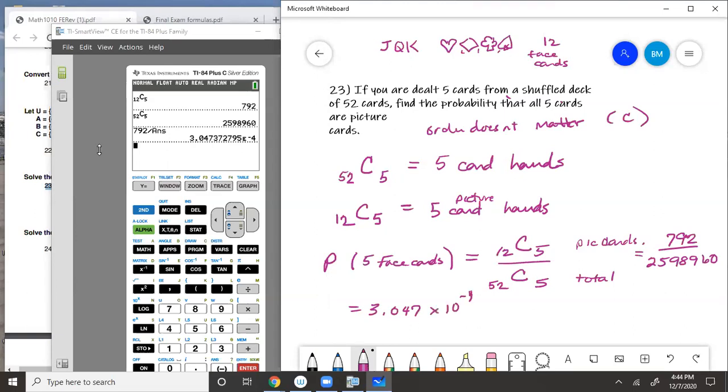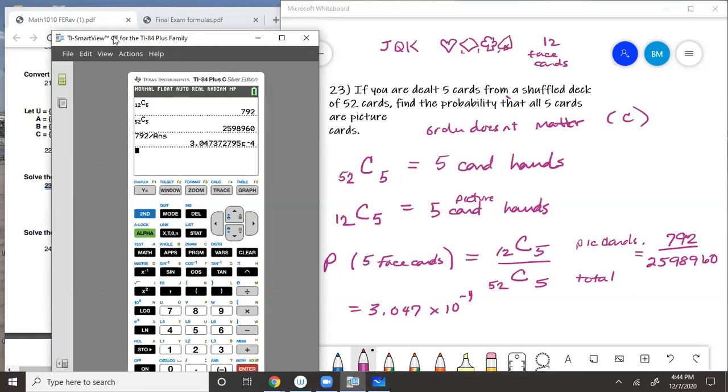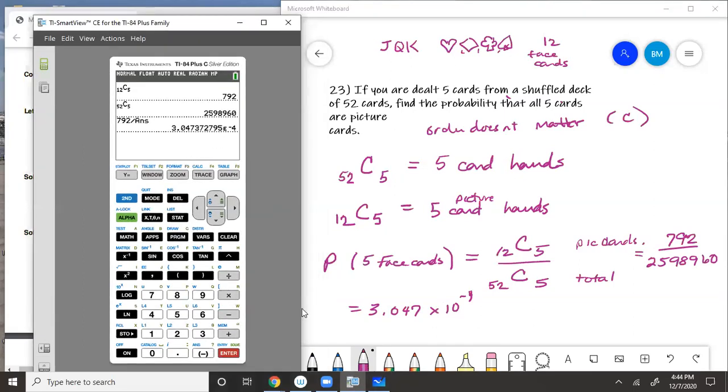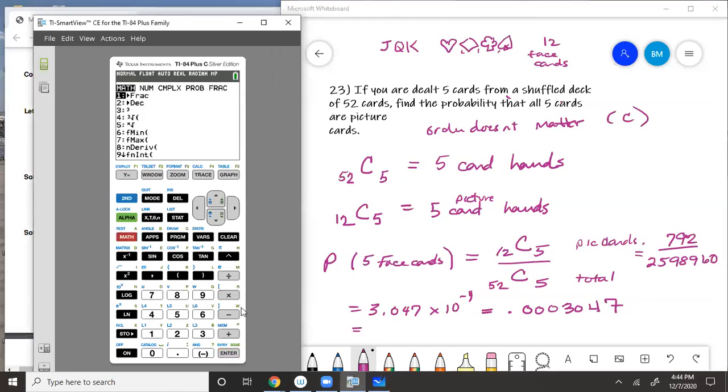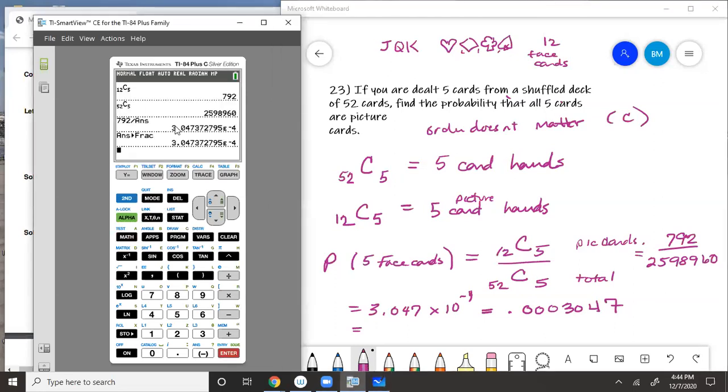Now they might want this as a fraction, and they do want this as a fraction. To write this as a decimal, which they're not asking, you would move 4 decimal places to the left. Okay, so that's one way of saying it. Or we can press math, enter, enter. Oh, they're not giving it to us. Let me try this again. 792 divided by 2,598,960. Math, enter, enter. Yeah, they're not giving it to us as a fraction.